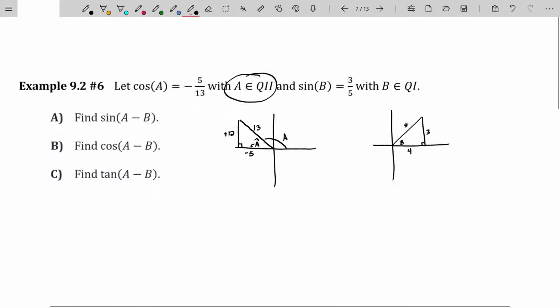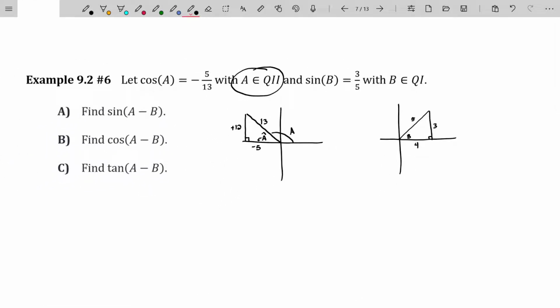Great. And now we're asked to find sine of A minus B, cosine of A minus B, and tangent of A minus B. We don't even know what A is. We don't even know what B is. And we definitely don't know what A minus B is. However, we can do all of this. So sine of A minus B, according to the sum and difference identities, is sine of A cos of B minus, because remember the sine keeps its sign, sine of B cos of A.